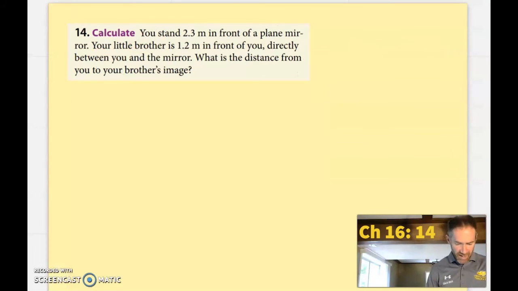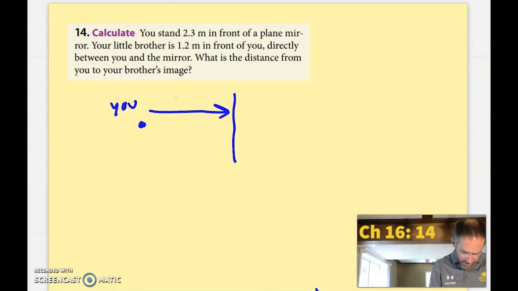On number 14, they have you and your little brother in front of a plane mirror. And they want to know how much distance is there between you and your brother's image. And so let's look at this from overhead. So here's the mirror, and here's you. And you're 2.3 meters in front of the mirror, like that. And your little brother is 1.2 meters in front of you. And so here's your little brother, and that distance is 1.2 meters.